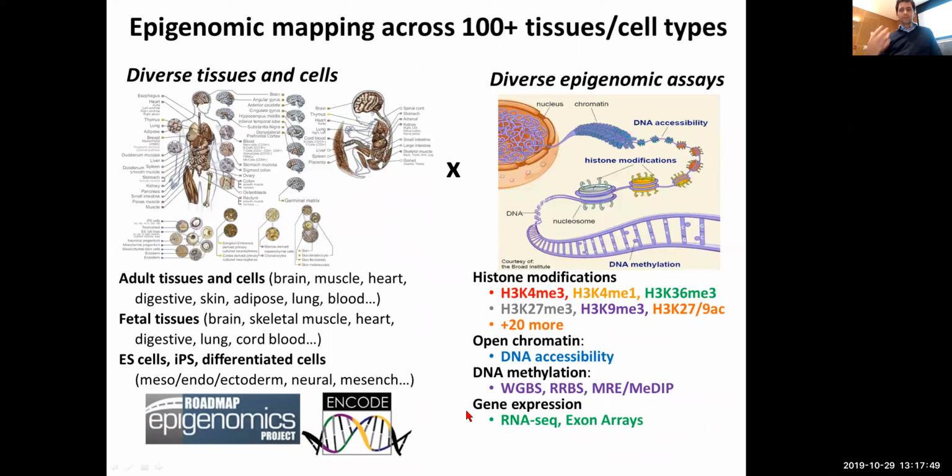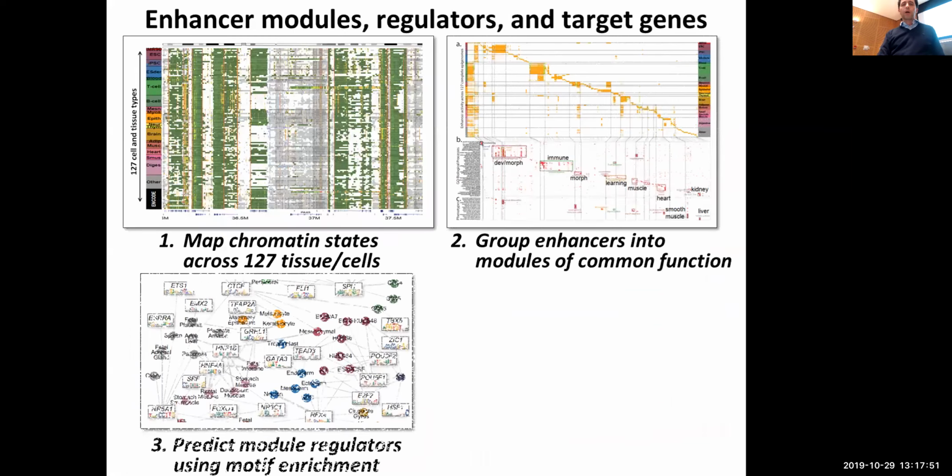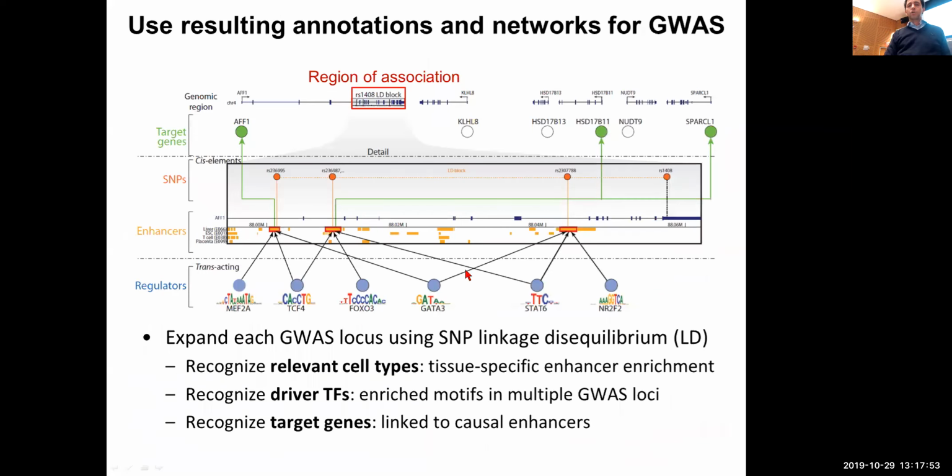So this is basically the review of how we do that from the last lecture. So that at every locus, we can now start painting more complex images of who are the upstream regulators, what are the downstream target genes in green, what are the potential causal variants among the ones shown here in red, and what are the tissues of action, okay?